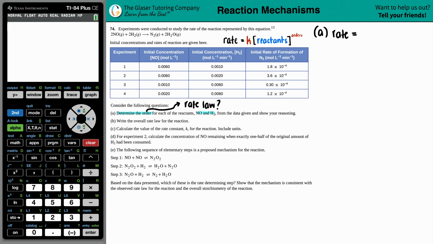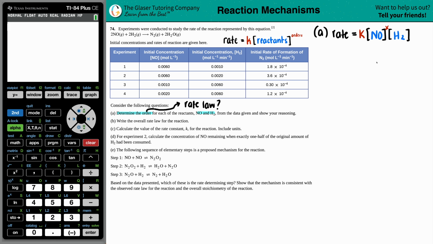A rate will equal a k value, the rate constant. Now we do have the two reactants. We have the NO, so this would be the concentration of NO in brackets. And when you have multiple reactants, they are always multiplied by each other. So it's the NO times the H2. Now the question is, I don't know what those orders are. So I'm going to label the first one as x.